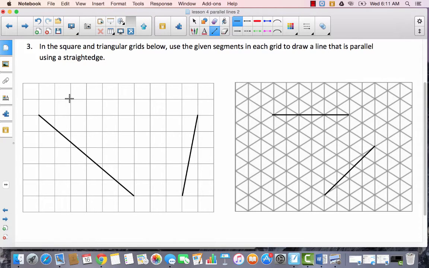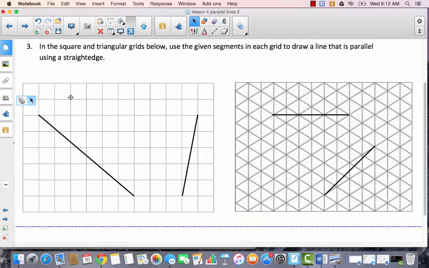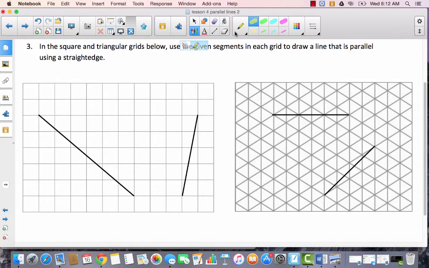So if I start right here, 2 boxes over, and I start in the corner, and I go, let me get my line here, disappeared on me. If I start in this corner, and I go all the way to this corner, which is 2 boxes over, I know that it has to be parallel. I started 2 boxes over and I ended 2 boxes over.